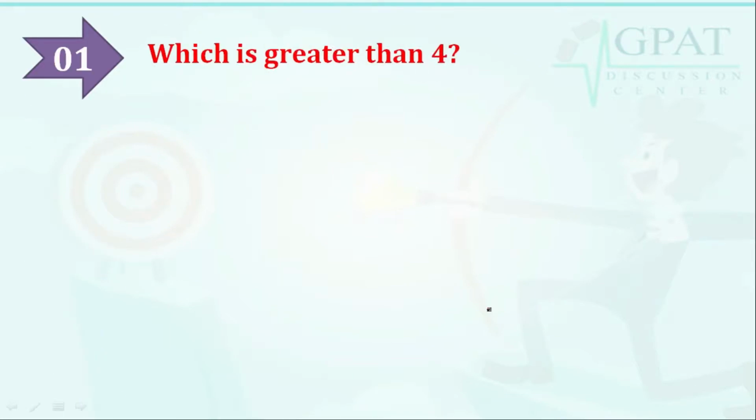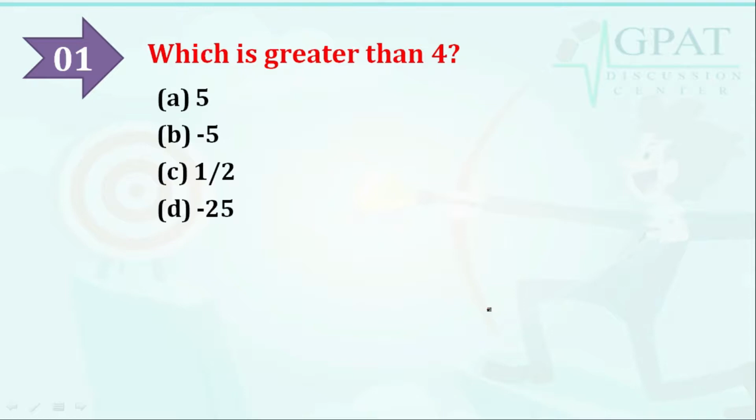So today in this video we are going to cover some questions which are very important for your railway pharmacist exam. So here the first question is: which is greater than number 4? The options are option A is 5, option B is -5, option C is 1/2, option D is -25. So which number is greater than 4?